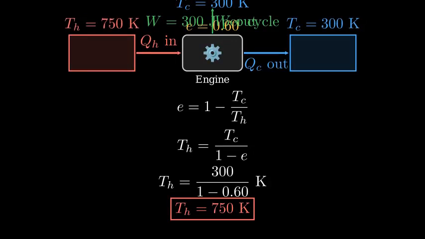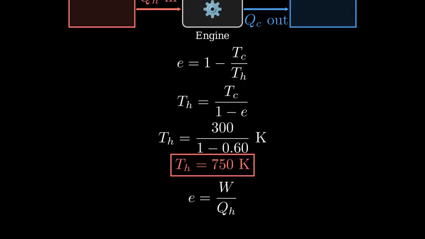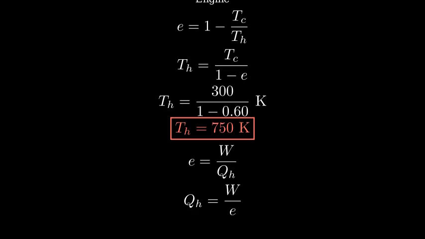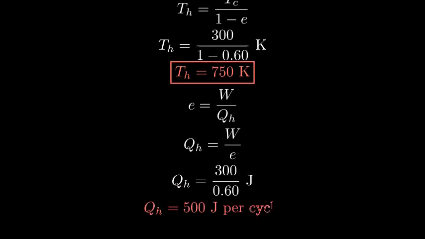Part B. For any heat engine, efficiency equals work out divided by heat in. That is, E equals W over Q sub H. We write E equals W over QH. Now solve for QH. QH equals W over E. Substitute the numbers. QH equals 300 over 0.60 joules. That gives 500 joules per cycle.